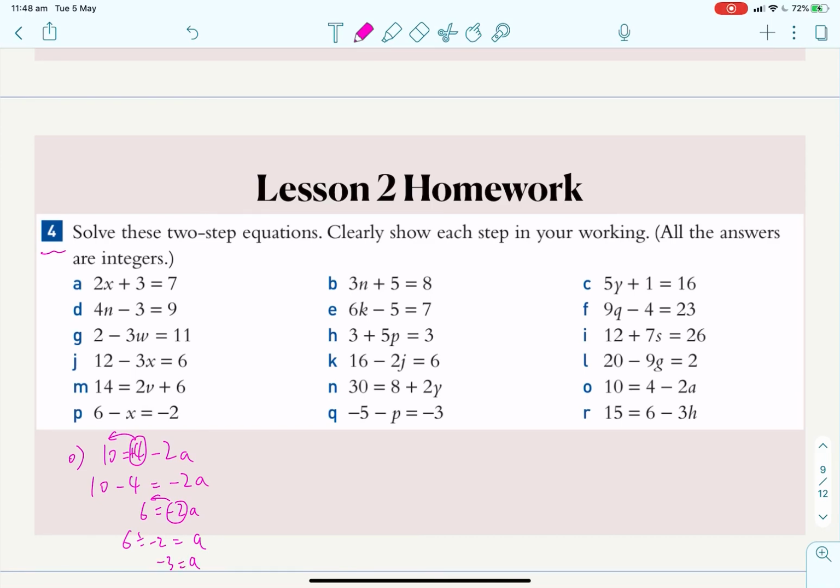It doesn't matter where the letter is. It can be on the left hand side or right hand side. Doesn't matter.